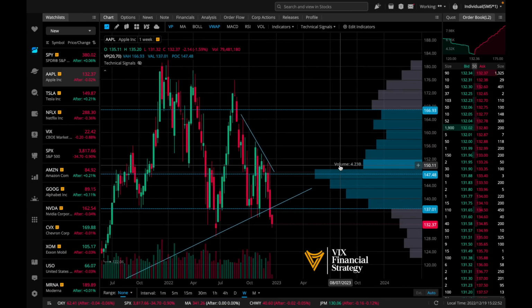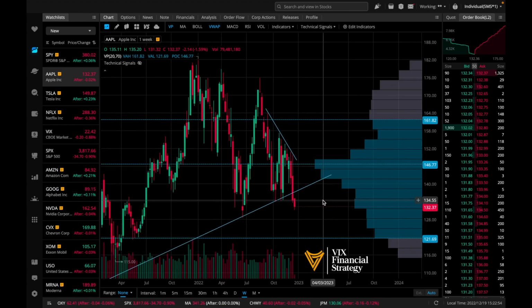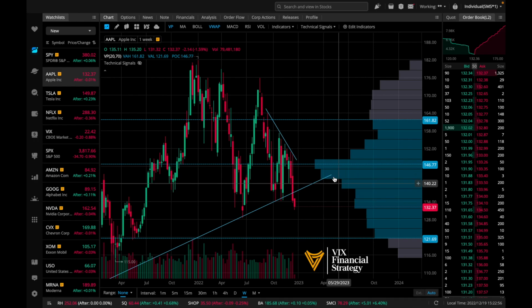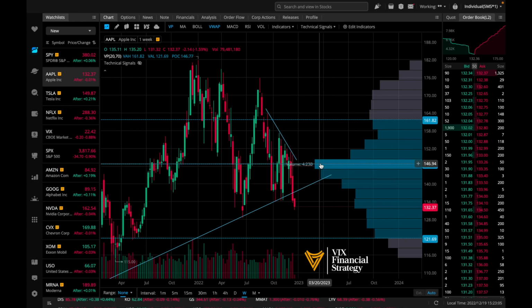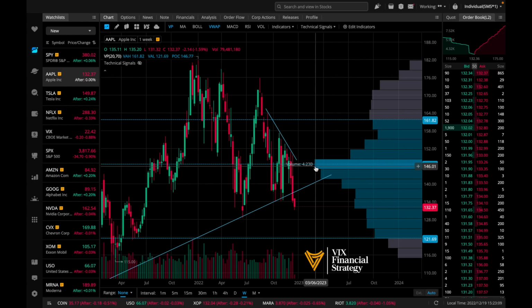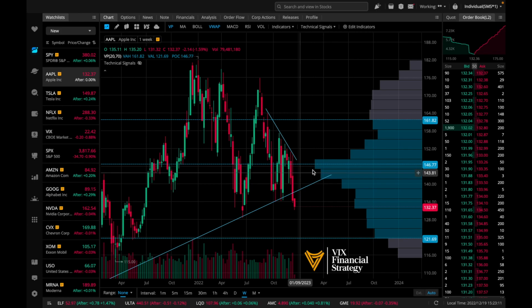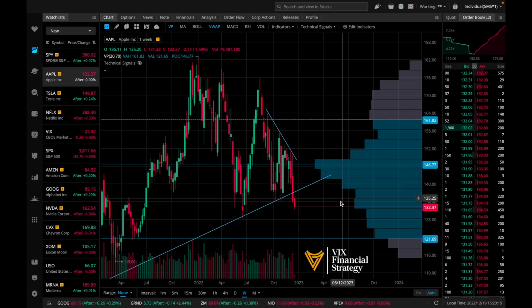But on the VP bars, the volume profile, we see that volume is at 4.3 billion shares at this specific price. We're not looking at time, we're looking at price. So the most amount of volume is taking place at 146.5. We see that the second runner-up is going to be about 4 billion shares traded here, and so on.